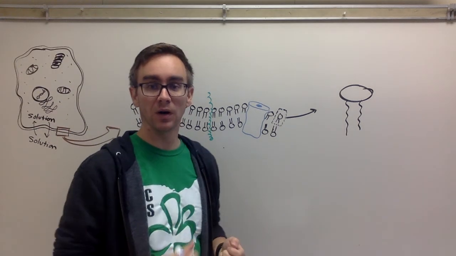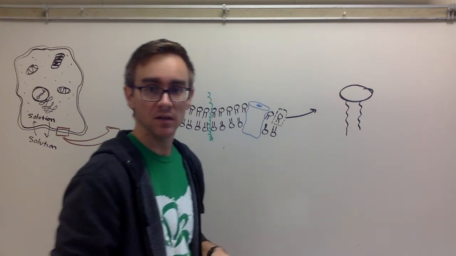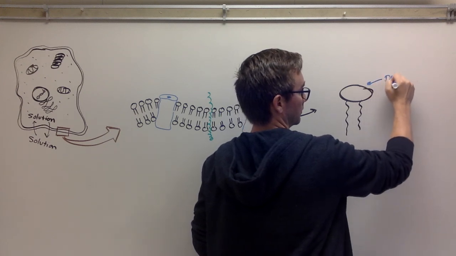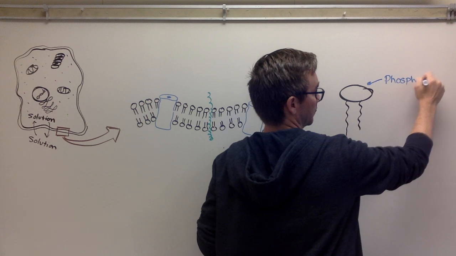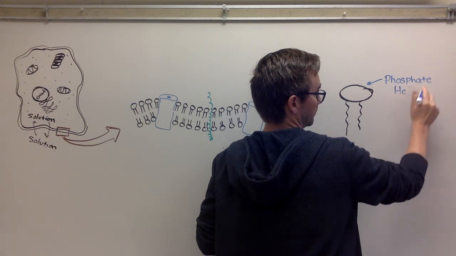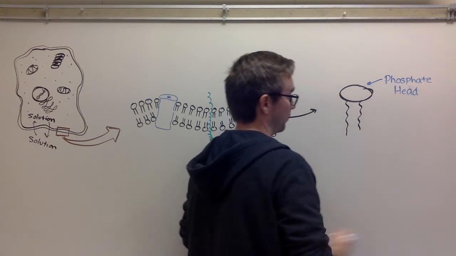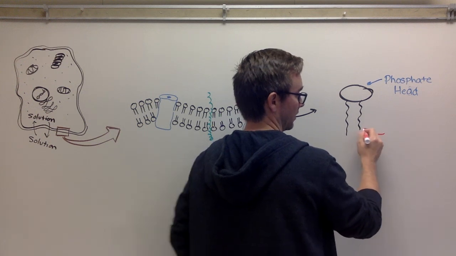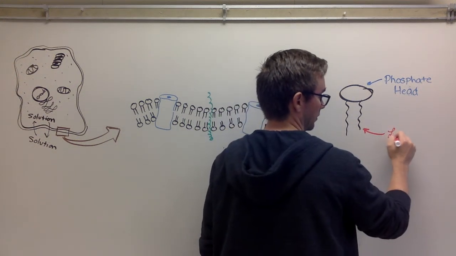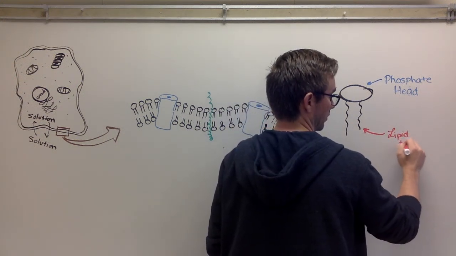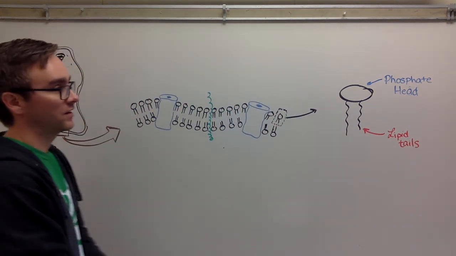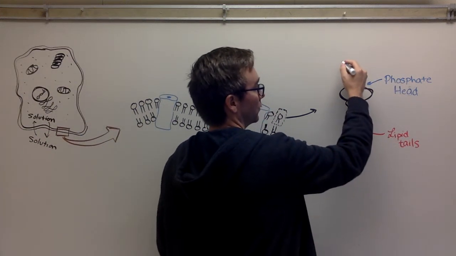Excuse me, we have two parts to this. We have the little head, and then we have these little tails. This is what we call the phosphate head. And then below it, we have lipid tails. Now remember, lipids are a type of macromolecule. They're like fats and oils. We have lipid tails, and because of that, we call each one of these things a phospholipid.